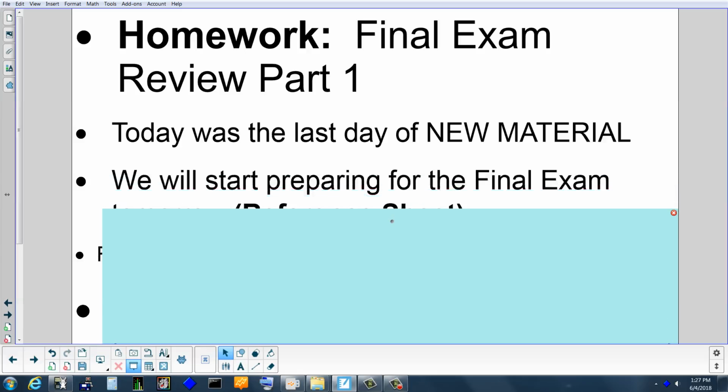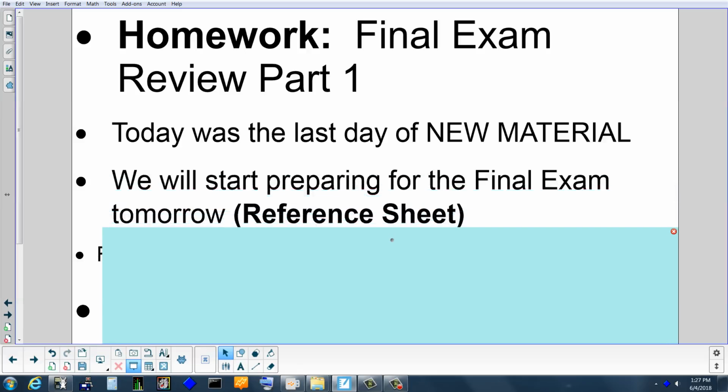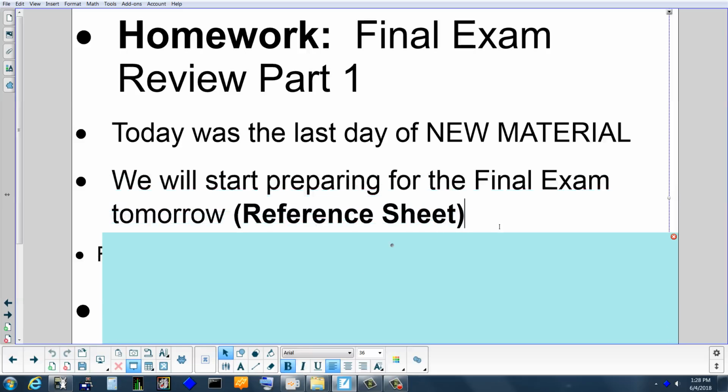Is this our only page of notes? That's it. Guys, tomorrow we'll start preparing for the final exam. We're going to give you the reference sheet with all the different examples written on there. You have to go back into your notes, go back on Math with Hager, and get them all filled out. Make sure you write the directions. If it's a word problem, write out the word problem. Don't just write the answers.